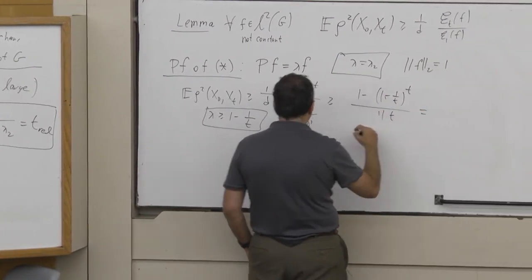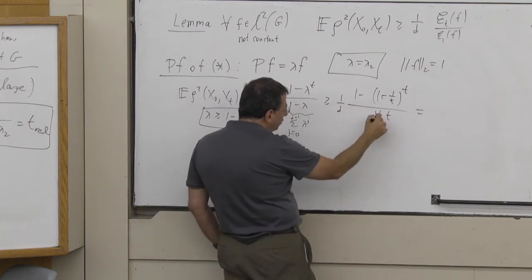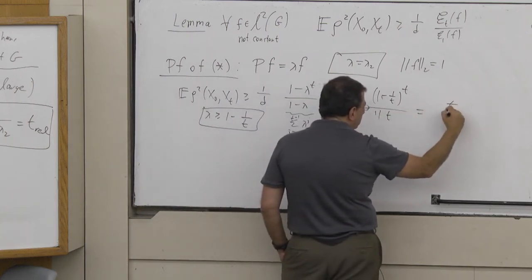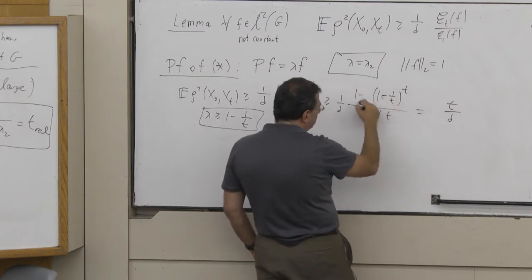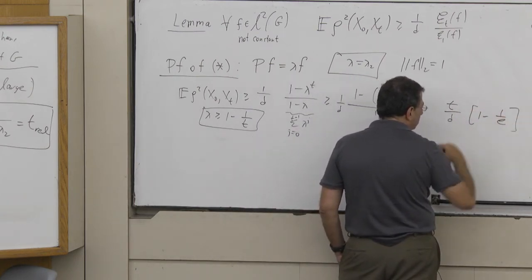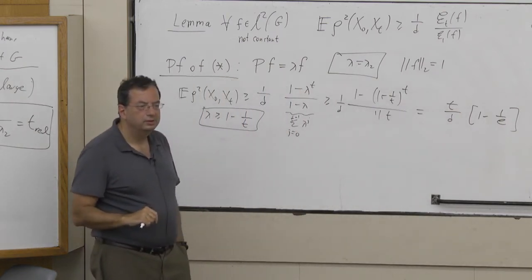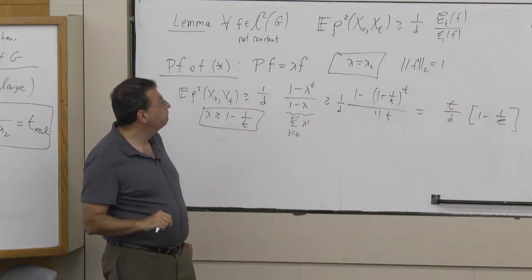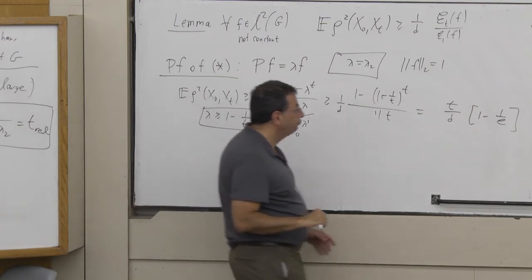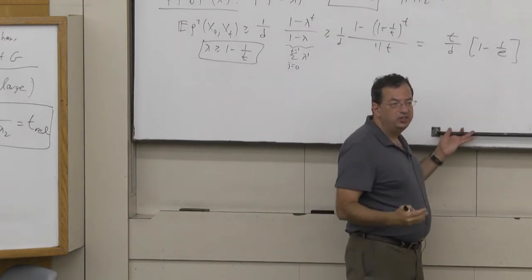And I still have the 1 over d on the outside. So this term gives me the t over d. And then this term is at least 1 minus 1 over e. Okay, so even bigger than a half. So now we have some motivation to prove the lemma.